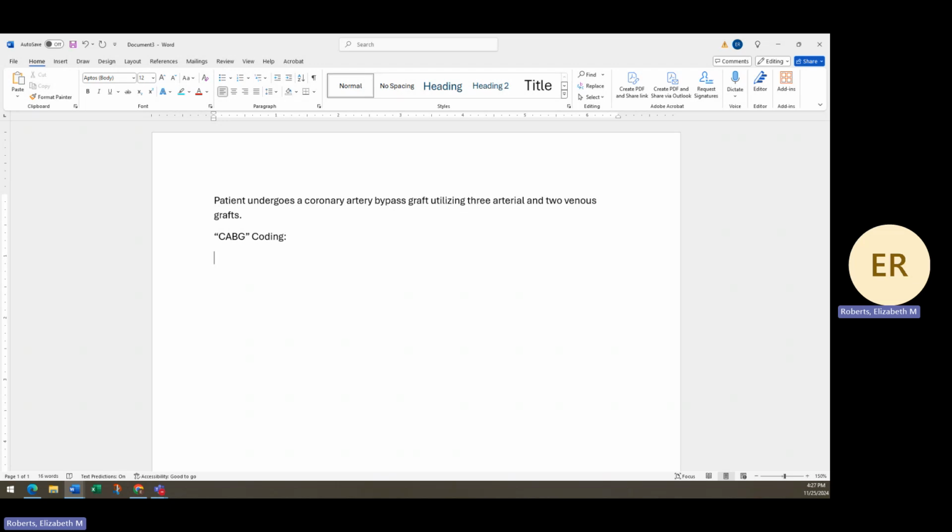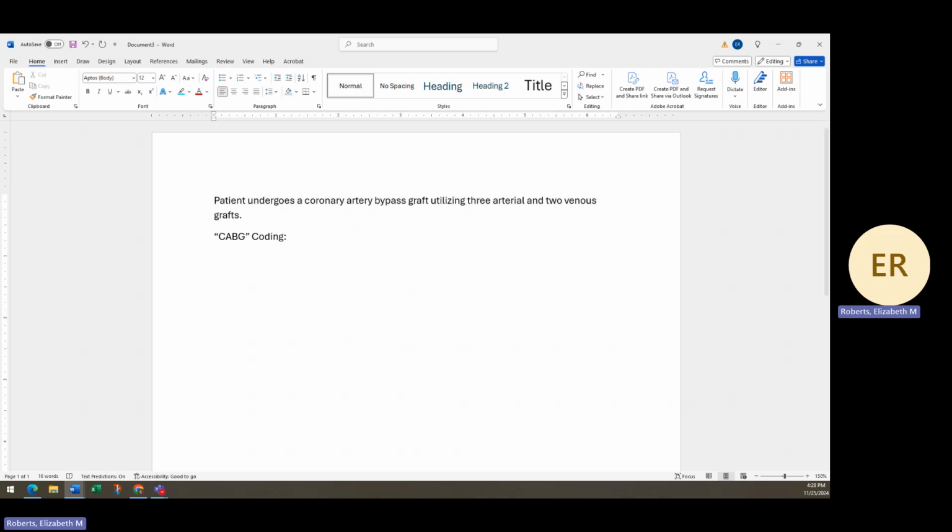CABG coding is not necessarily difficult, but you just kind of have to know where to look and how to use these codes and how to add everything up. So I'm really just going to go over this relatively briefly. In our coding scenario here, it's pretty simple. We have a patient who undergoes a coronary artery bypass graft utilizing 3 arterial and 2 venous grafts. So let's talk about what a CABG is in the first place.